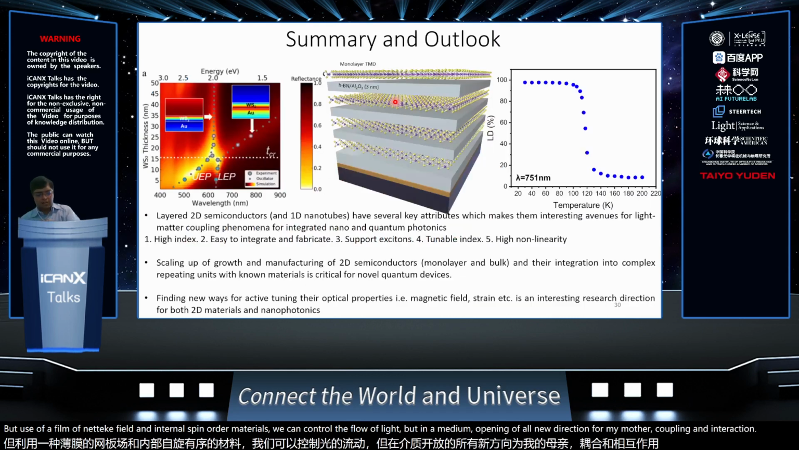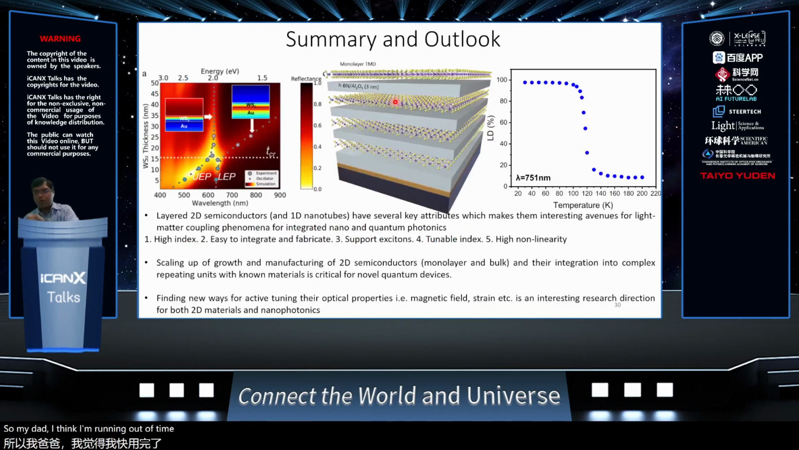So with that, I think I'm running out of time. So I'm going to stop and summarize here. I would like to mention that understanding fundamental light-matter interactions is quite interesting and important in low dimensional semiconductors. And I think 2D semiconductors as well as 1D carbon nanotubes have some very important and key attributes that make them very interesting avenues for light-matter coupling phenomena.